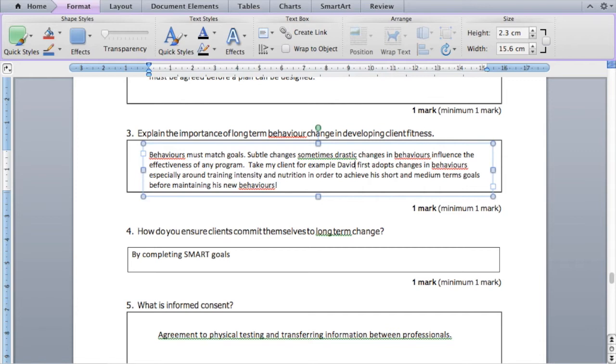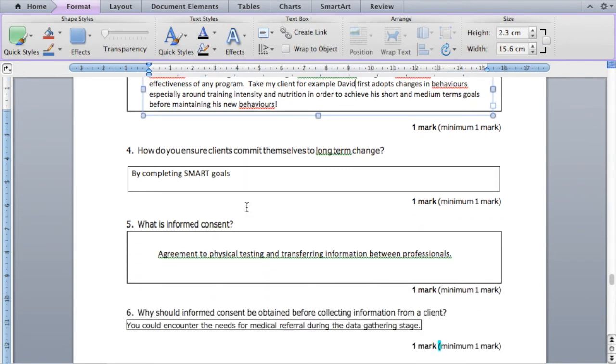We also supported that with some nutrition changes, which were to cut down on sugar in the short term in his coffee. So we set down short-term goals, then we moved into medium-term goals, and then long-term. And then we maintained these behaviors. And it was those changes to his behavior that were really going to help him develop his fitness. How do you ensure that clients commit themselves to long-term behavior change? By completing SMART goals, by staying in communication with the client, by motivating the client.